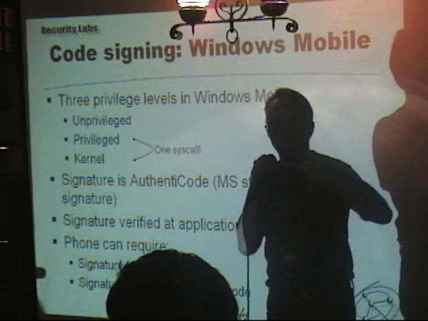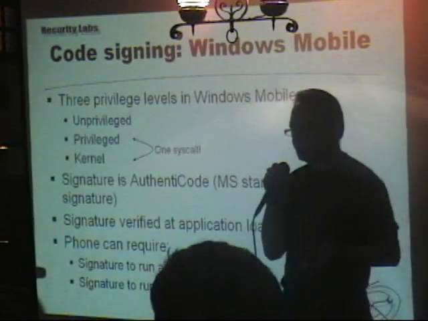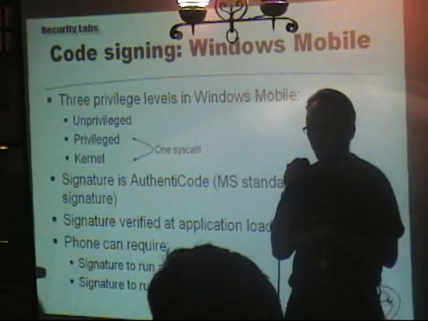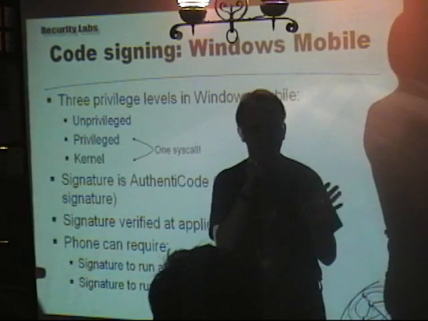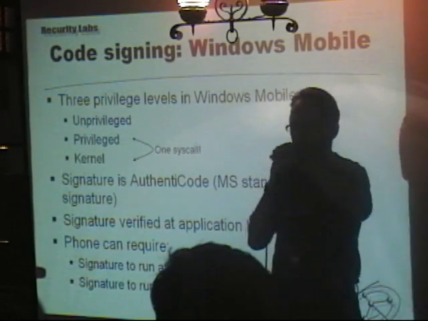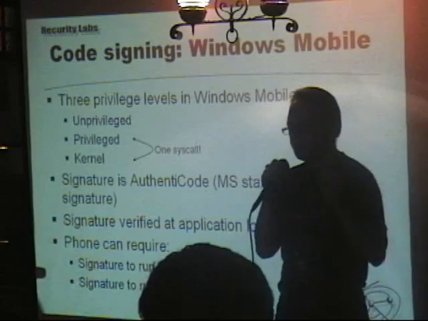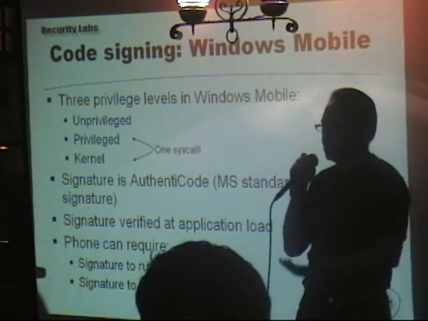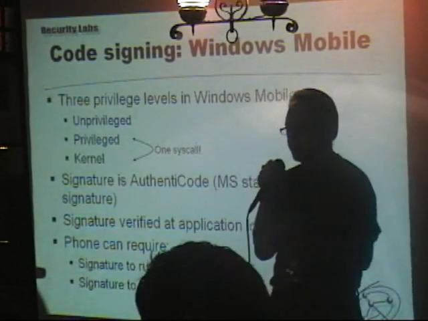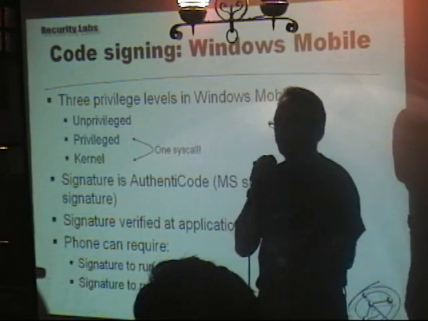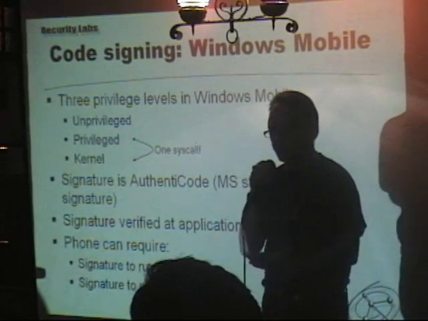So essentially, you're left with two privilege levels, and the signature is an Authenticode signature that you all have seen in Windows XP and Vista. Like, check this binary, verify signature, Microsoft made it cool. So that mechanism actually works and is verified on application load. So you start an exe file, it goes ahead and says, okay, here's the signature of the exe file. Now let's check the phone requirement.